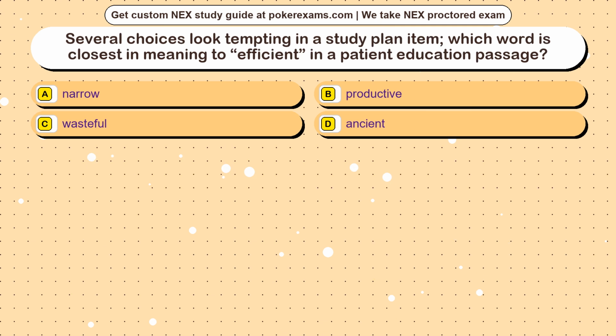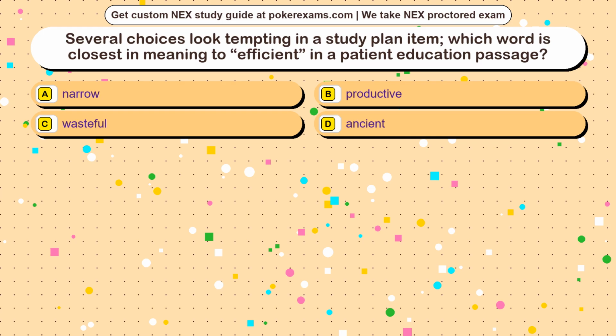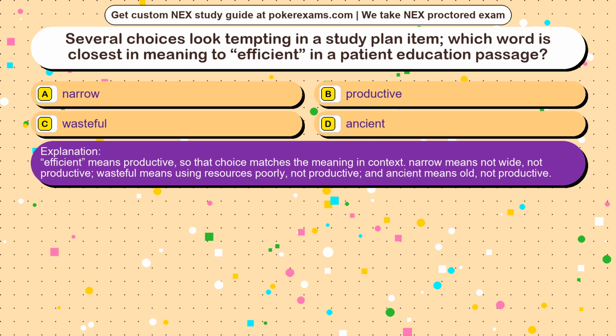Question 12. Several choices look tempting in a study plan item. Which word is closest in meaning to efficient in a patient education passage? Option A, narrow. Option B, productive. Option C, wasteful. Option D, ancient. The correct answer is option. Efficient means productive, so that choice matches the meaning in context. Narrow means not wide, not productive. Wasteful means using resources poorly, not productive. And ancient means old, not productive.